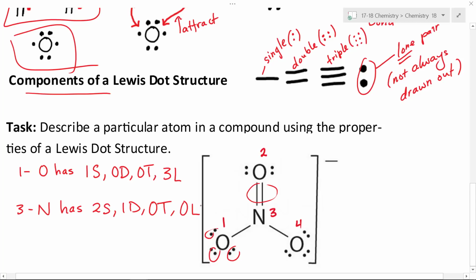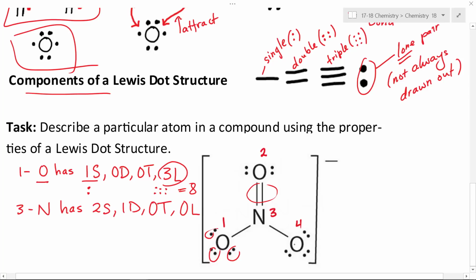So before we move on, let's check that each atom in this Lewis dot structure actually has 8 valence electrons. Well, let's look at oxygen, right? It has 1 single bond. That tells you there are 2 electrons right there. And it has 0 double and 0 triple, but it has 3 lone pairs. That tells you there are 6 of those electrons. So what's 2 plus 6? That gives you the magic number of 8.